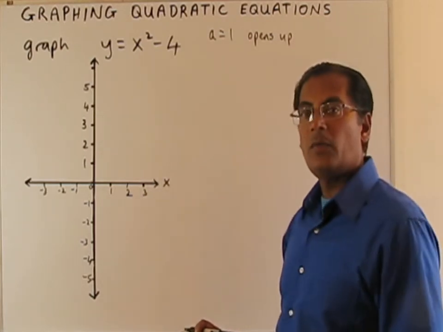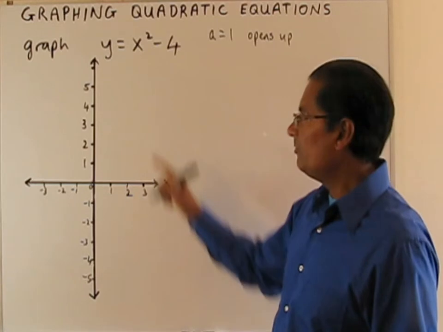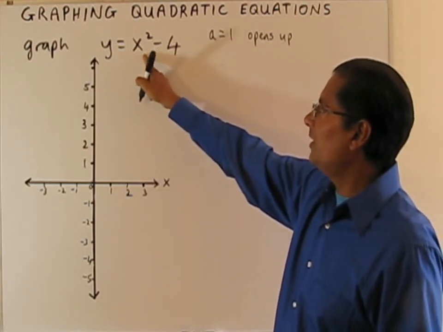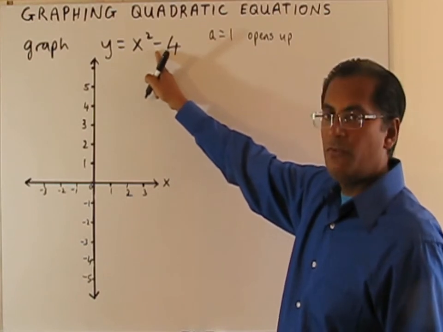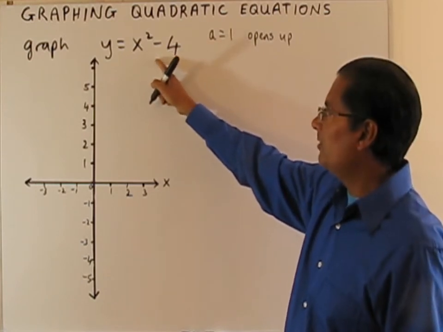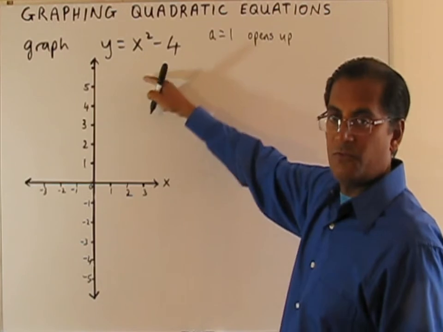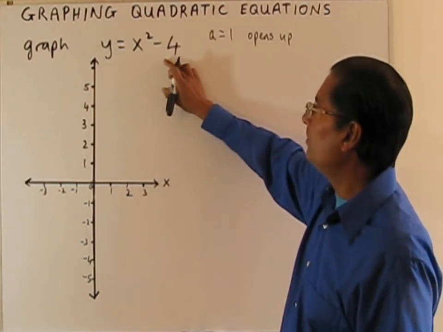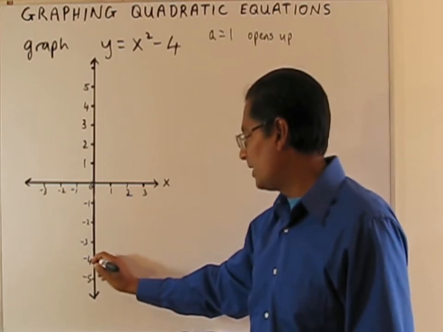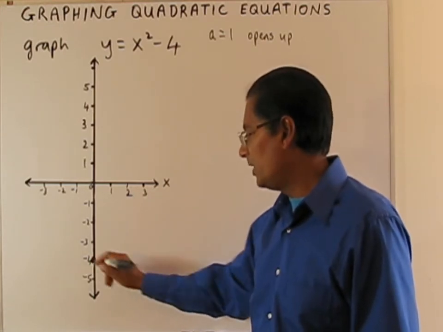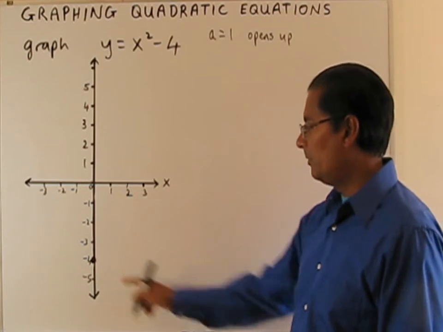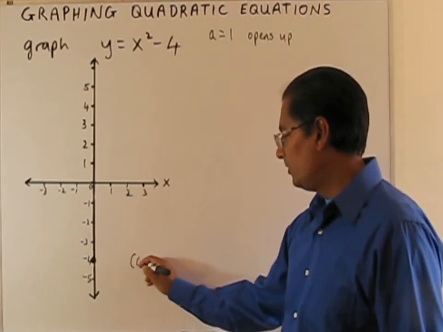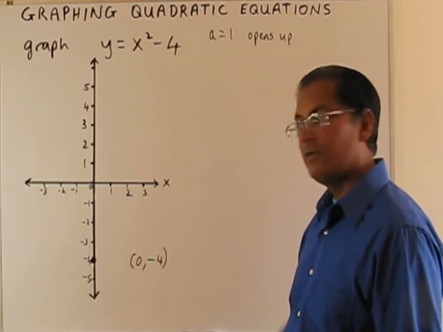The second thing is you might want to know the vertex. In this particular equation, it's quite easy to find the vertex because we can see that this is x squared minus 4. And what does minus 4 mean here? It actually means I'm dropping down the vertex 4. The original vertex of x squared was 0, 0. So this negative 4 is going to drop the vertex down to negative 4. So there's my starting point. My lowest point, because it opens up, is right here at 0, negative 4. So that's my vertex.